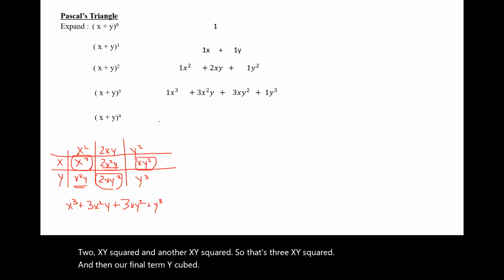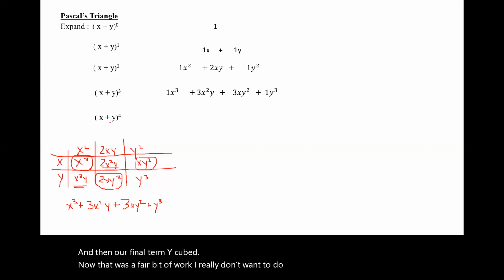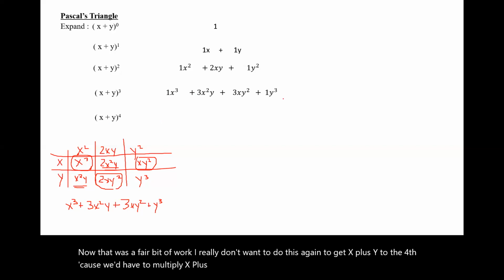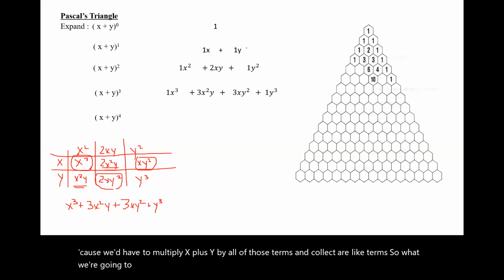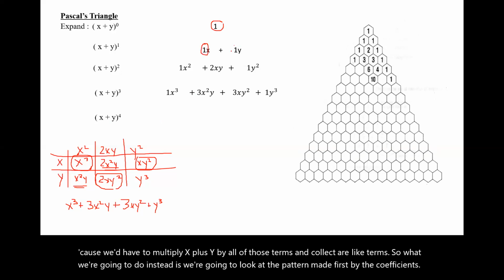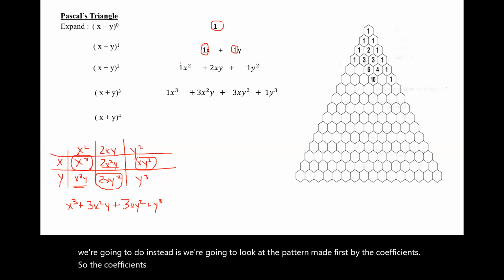Now that was a fair bit of work. I really don't want to do this again to get x plus y to the 4th, because we'd have to multiply x plus y by all of those terms and collect our like terms. So what we're going to do instead is look at the pattern made first by the coefficients. So the coefficients 1, 1, 1, 1, 2, 1. If we put them in triangular form, we get this picture.